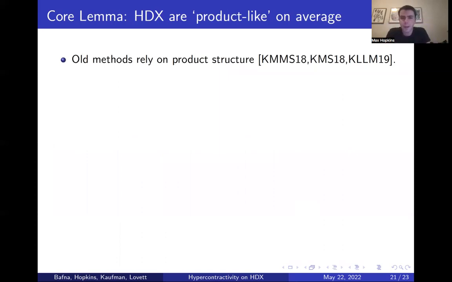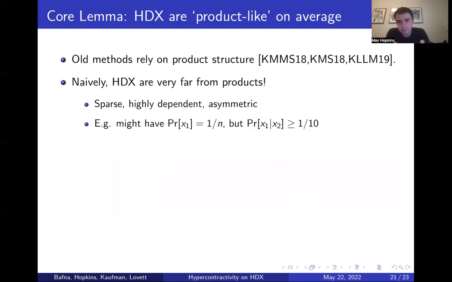Okay, so first, old methods of proving hypercontractivity typically rely very strongly on product structure or on some sort of strong self-symmetry, like on the symmetric group. And inherently, this is a problem for HDX, because HDX can be very far from products, right? They can be sparse, they can have high correlations and dependencies, they can be very asymmetric. So naively, it doesn't seem like you could apply these previous tools.